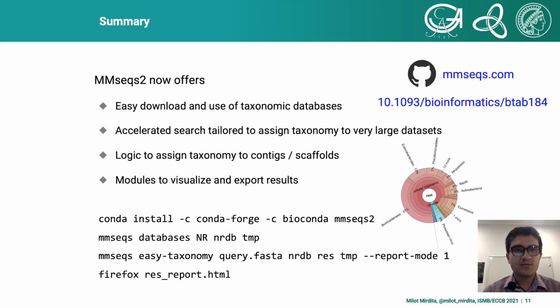To summarize, MMseqs2 now offers facilities to easily download and set up taxonomic databases. It has a search mode that is particularly well suited to very large datasets. It has logic to assign robust taxonomic labels to contigs and scaffolds, and various modules to visualize and export results for downstream use. As you can see, with only 4 commands you can build and show this Krona visualization.